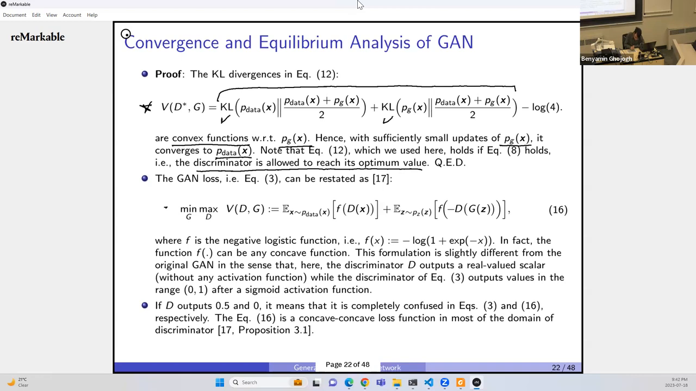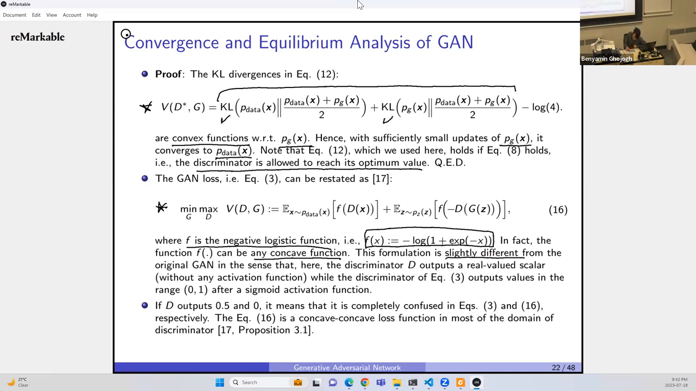The GAN loss can be restated as this. By the way, these are the justifications of Ian Goodfellow. Important. Where F is the negative logistic function. This is F. So if you use this function, you can rewrite the loss function of GAN as equation 16. In fact, the function F can be any concave function, okay?